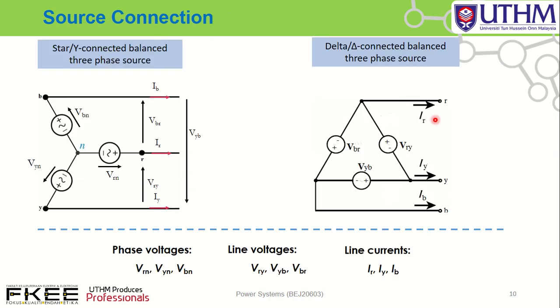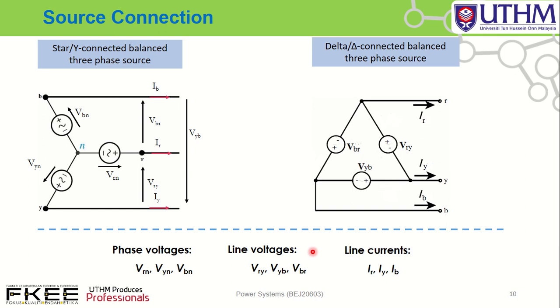In the delta connected source, the phase voltages, which are the voltages generated by phase 1, phase 2, and phase 3, are basically equal to the line voltage. Phase voltage equals line voltage. But for the Y connected, the line voltage is not equal to the phase voltage. That is the difference between Y connected and delta connected.